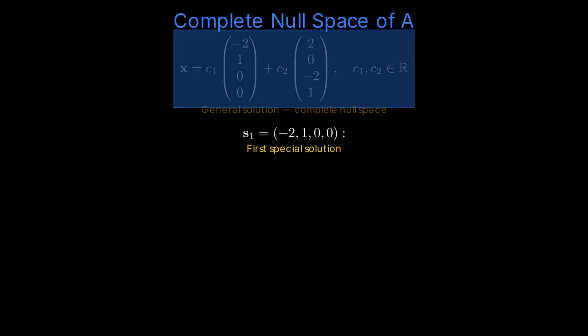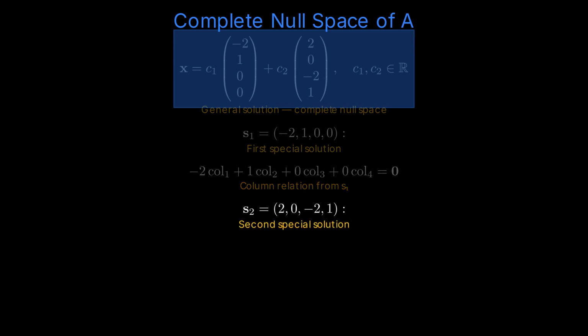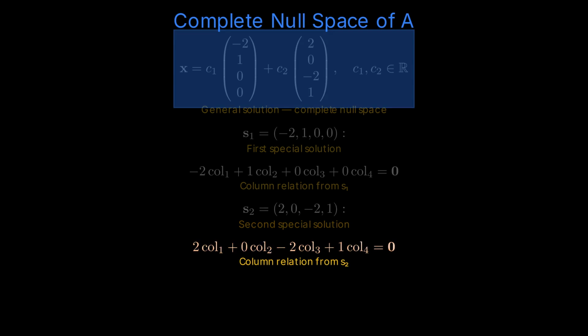The first special solution, S1, has entries negative 2, 1, 0, 0. This means negative 2 times column 1 plus 1 times column 2 plus 0 times column 3 plus 0 times column 4 equals the 0 vector. The second special solution, S2, has entries 2, 0, negative 2, 1. This means 2 times column 1 plus 0 times column 2 minus 2 times column 3 plus 1 times column 4 equals the 0 vector.